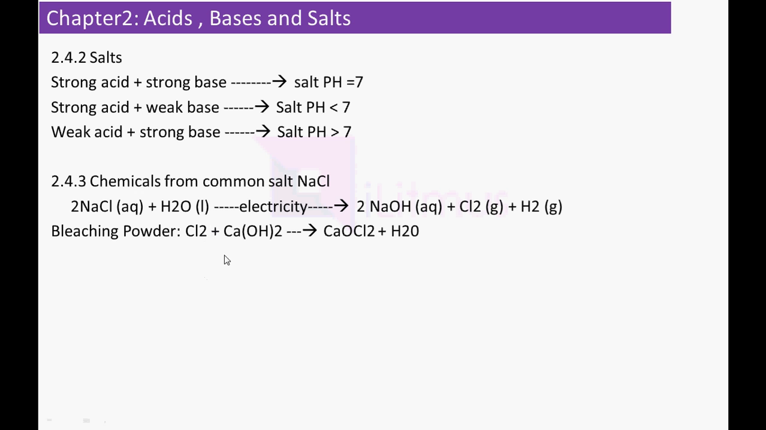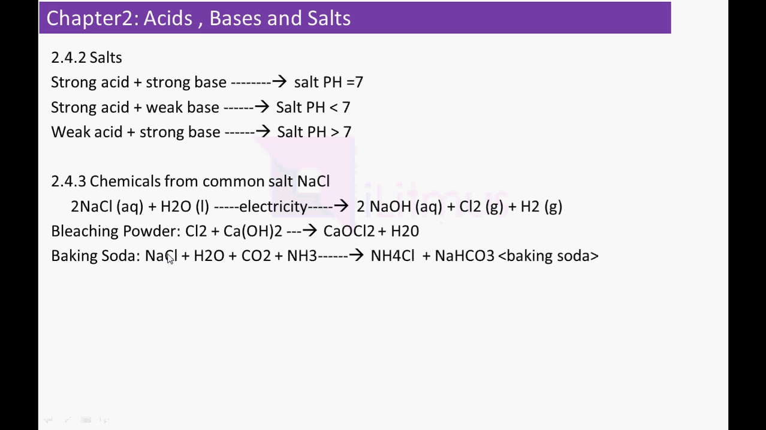If you pass chlorine into calcium hydroxide, it makes CaOCl2, called bleaching powder. The actual bleaching powder has a different, complex composition, but understand that this is a combination for that. So with our existing common salt, we create multiple different salts of great importance.